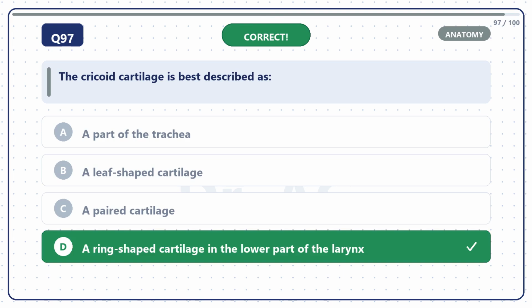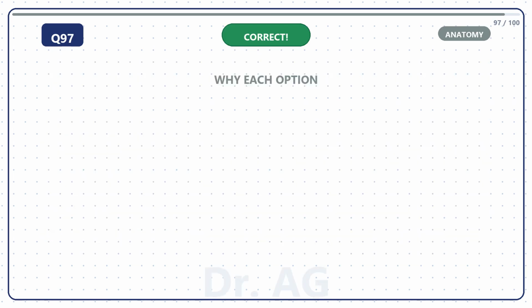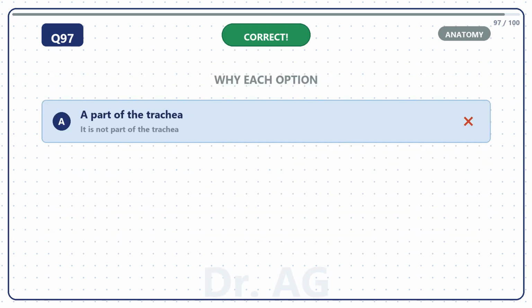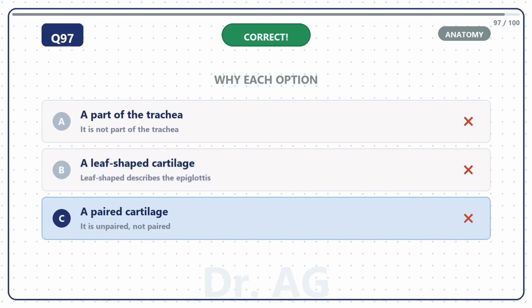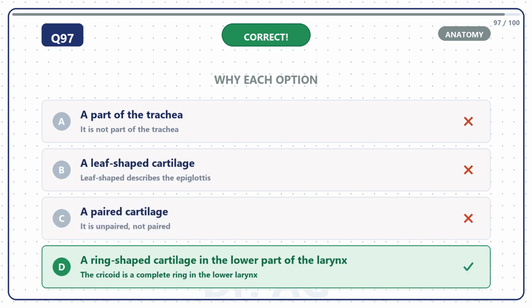A ring-shaped cartilage in the lower part of the larynx. Let's go through the options. A part of the trachea: it is not part of the trachea. A leaf-shaped cartilage: leaf-shaped describes the epiglottis. A paired cartilage: it is unpaired, not paired. And the correct answer is a ring-shaped cartilage in the lower part of the larynx. The cricoid is a complete ring in the lower larynx. So, the right answer is option D. A ring-shaped cartilage in the lower part of the larynx.